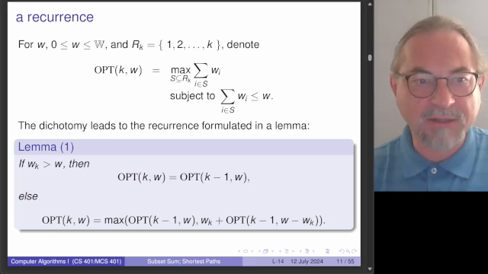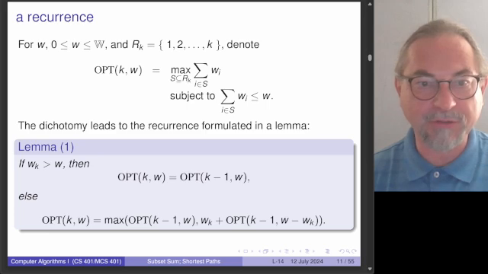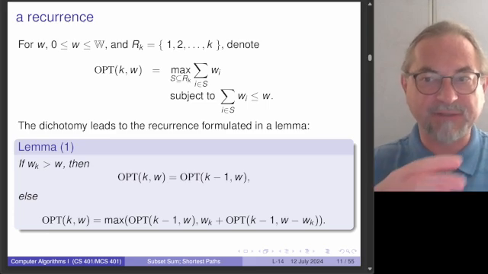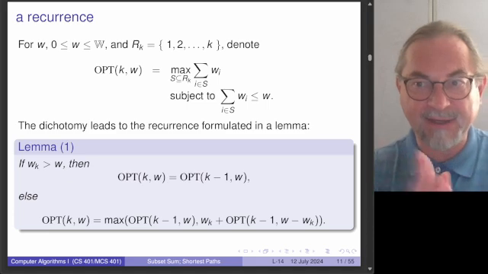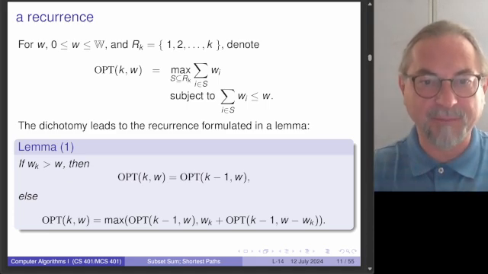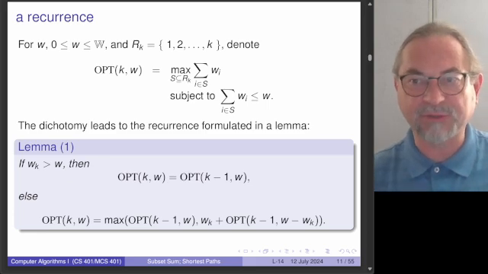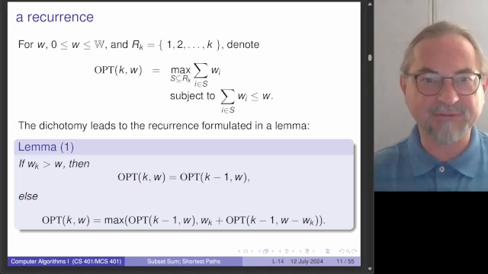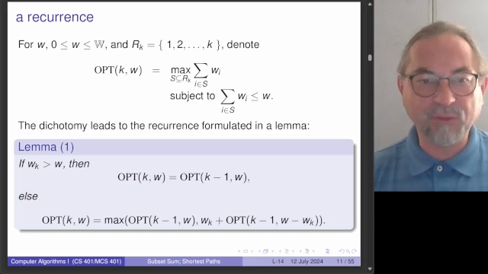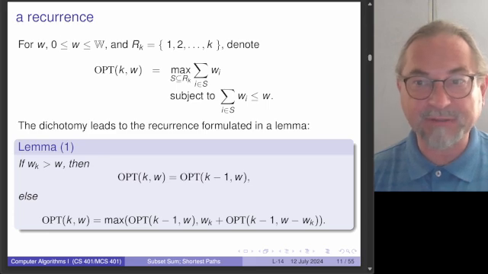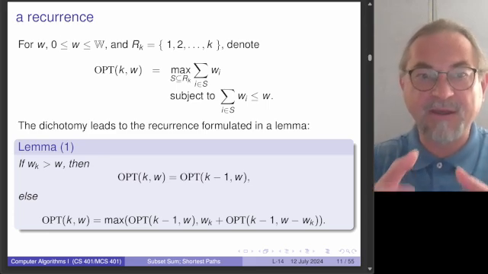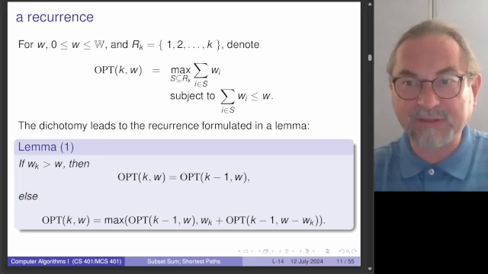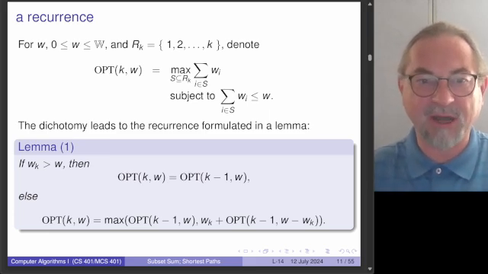But the lemma will give us a recurrence. And here you see the two cases, and now it's formulated in general for any little w, the weight. In the previous slide, it was the big W, but we can consider this for any number of requests k. So either we do not consider the kth request, and we cannot consider it if the last request weighs too much, weighs more than the allowed bound.